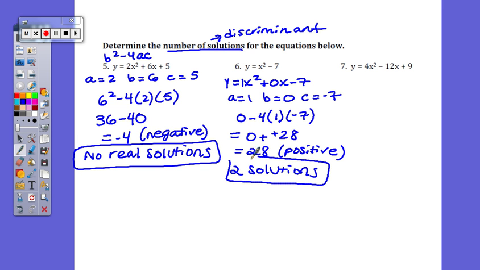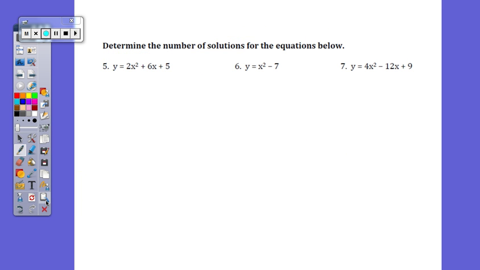This was our answer for number 5. This is now our answer for number 6. Make sure you have those down. I'm going to go ahead and get rid of those so that I can have a little bit more room to do number 7. Okay, number 7 now, my a is going to be 4. My b, you can see, is -12. Pay attention to the signs. And my c is going to be 9.